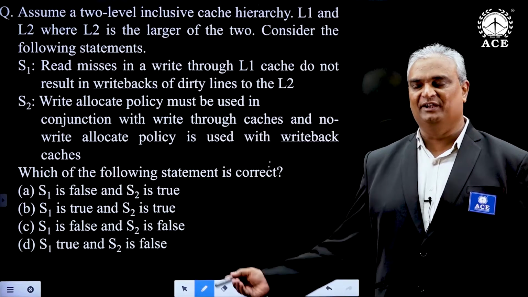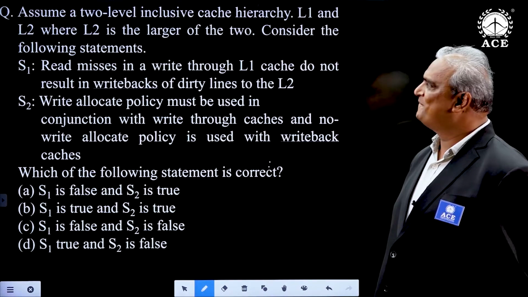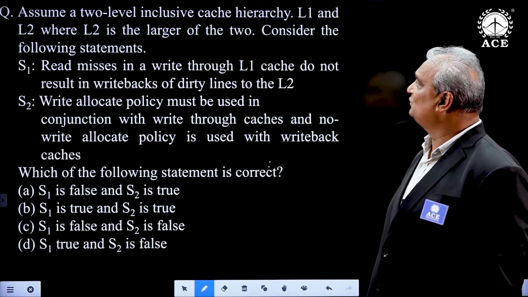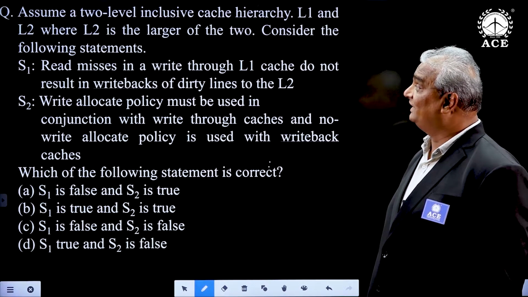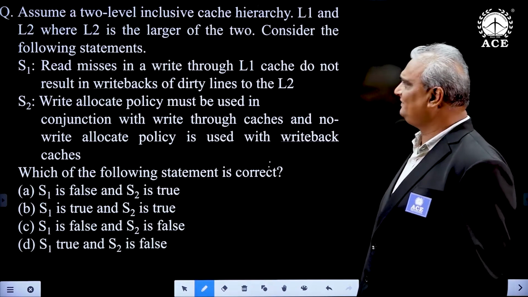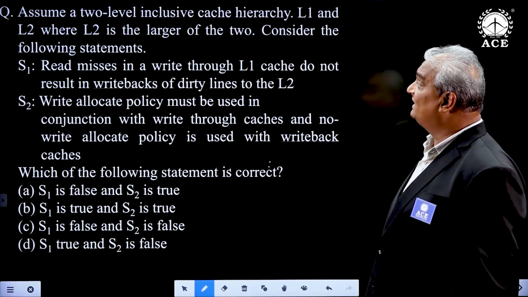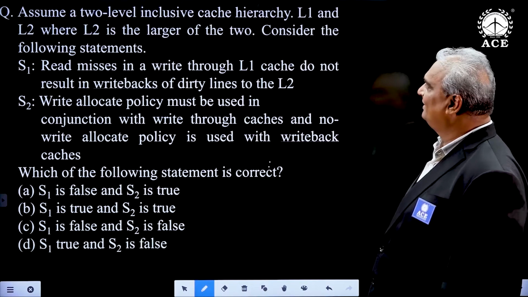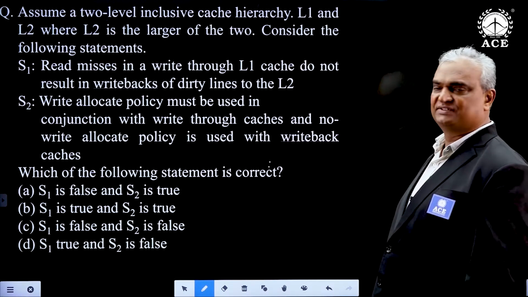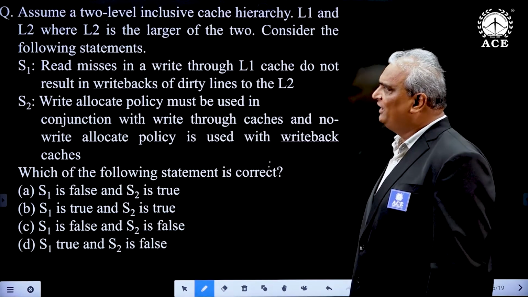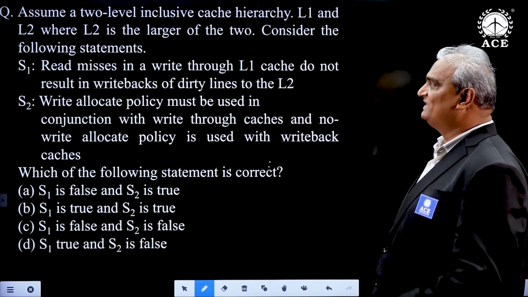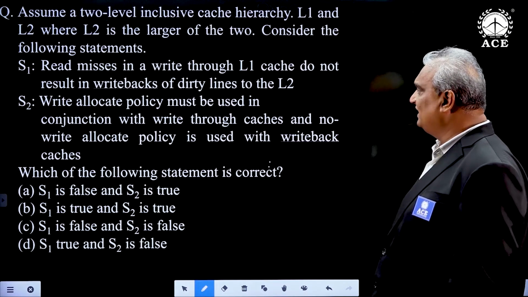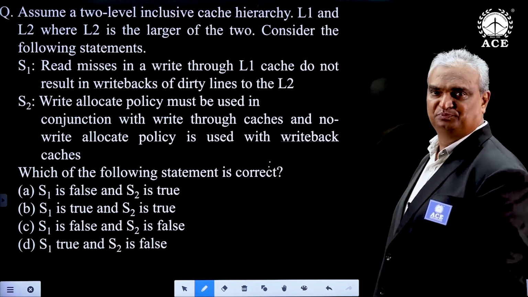Observe one more question given in the 2021 GATE paper. First read the question carefully. Assume a two-level inclusive cache hierarchy, L1 and L2, where L2 is the larger of the two. The size of L2 is larger than L1. Consider the following statements. Statement 1: read misses in a write through L1 cache do not result in write backs of the dirty lines to the L2.